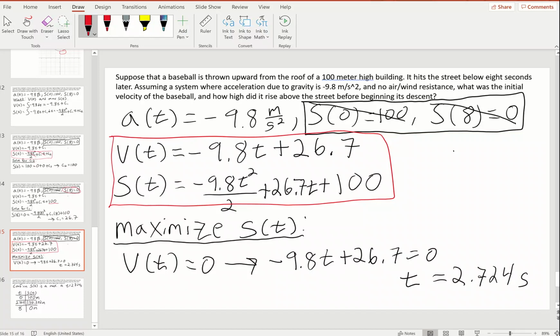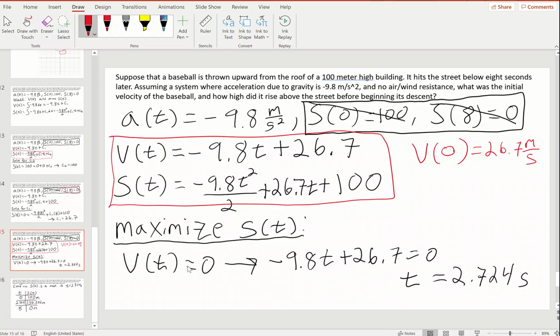I realized that I did not actually find the initial velocity, but that's simple. We just take our velocity function, plug 0 in, and you get 26.7 meters per second. So there you have the initial velocity. The second part of the problem, of course, is to maximize position.